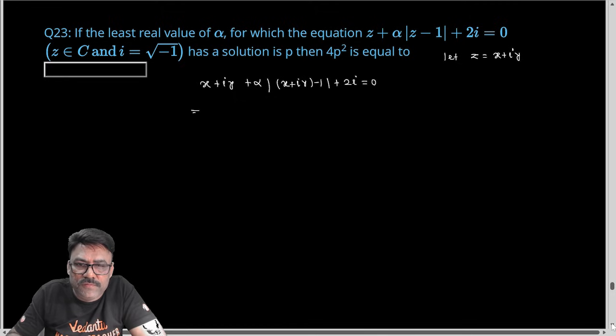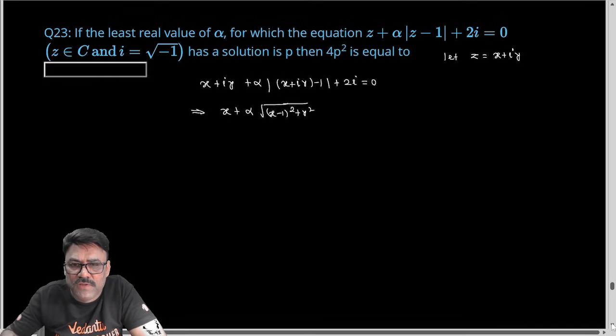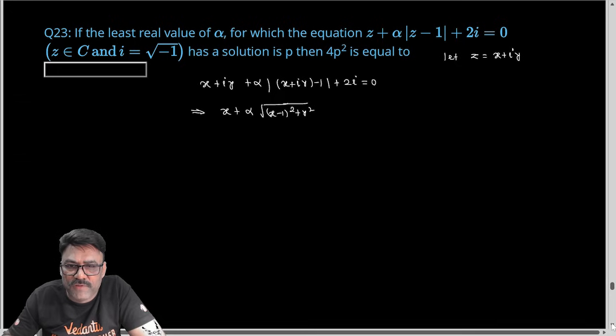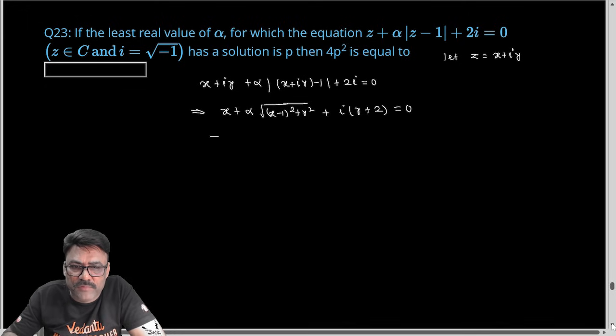So this gives you x plus alpha times under root (x minus 1) whole square plus y square. This is the modulus of x minus 1 plus iota y. So under root (x minus 1) whole square plus y square, alpha times, and then iota times (y plus 2) equals 0. Now since it is 0, the real part and imaginary part both should be 0.